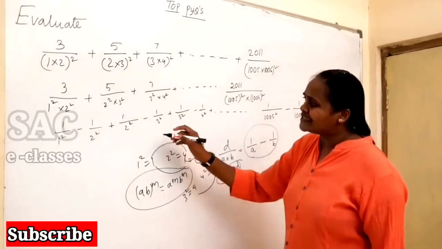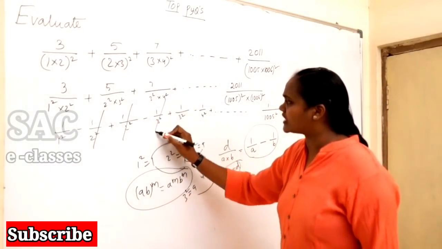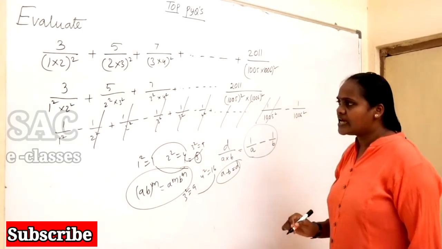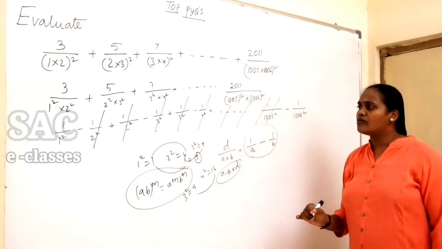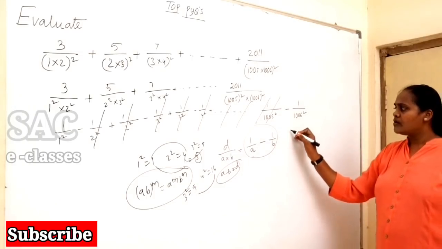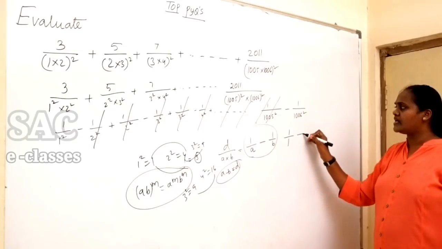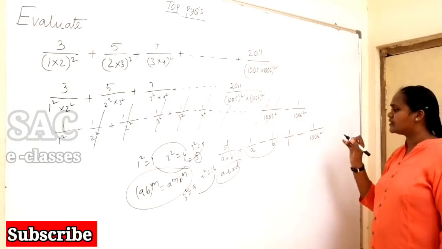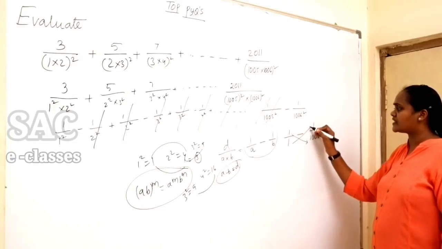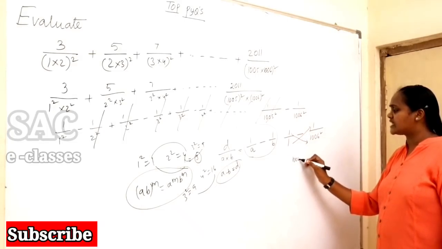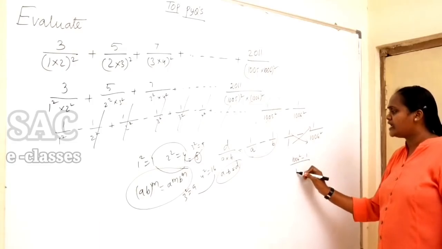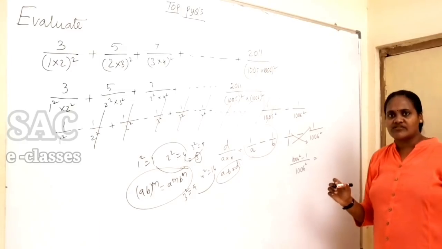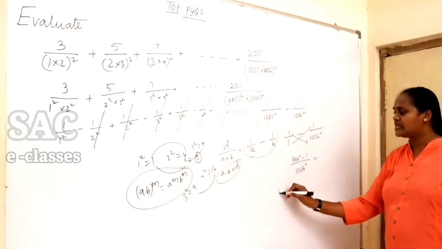As you know, this kind of difference between the terms always cancels, and all will cancel except the first and last. What are the terms left over? 1 by 1 minus 1 by 1006 whole square. So do cross multiplication: 1006 square minus 1 by 1006 square. You know that 1006 square can be found out very easily.